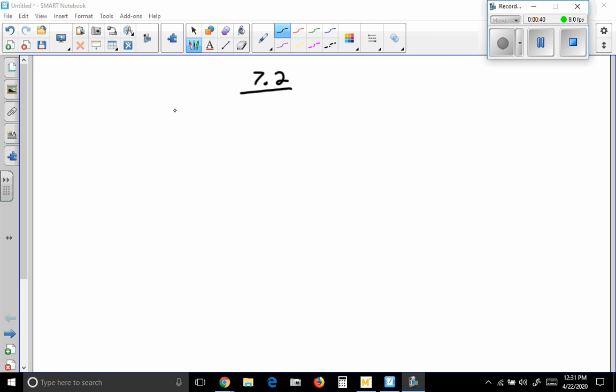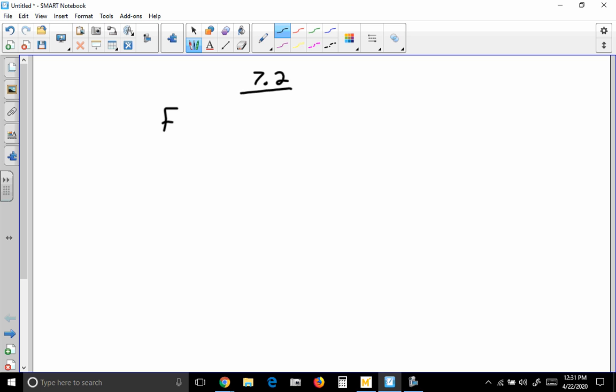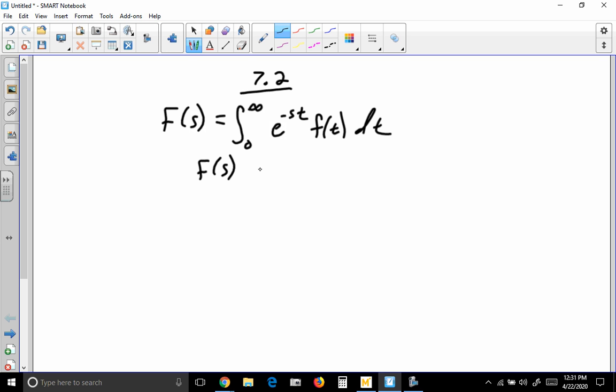So remember we defined that the Laplace transform F of s, which is a transform of little f of t, is given by the integral from 0 to infinity of e to the negative st times f of t dt, where f of t is the function we're transforming. So we could denote this F of s, or we could denote this L of f, the Laplace transform of f. So let's start out by illustrating this using the function f of t equals 1.